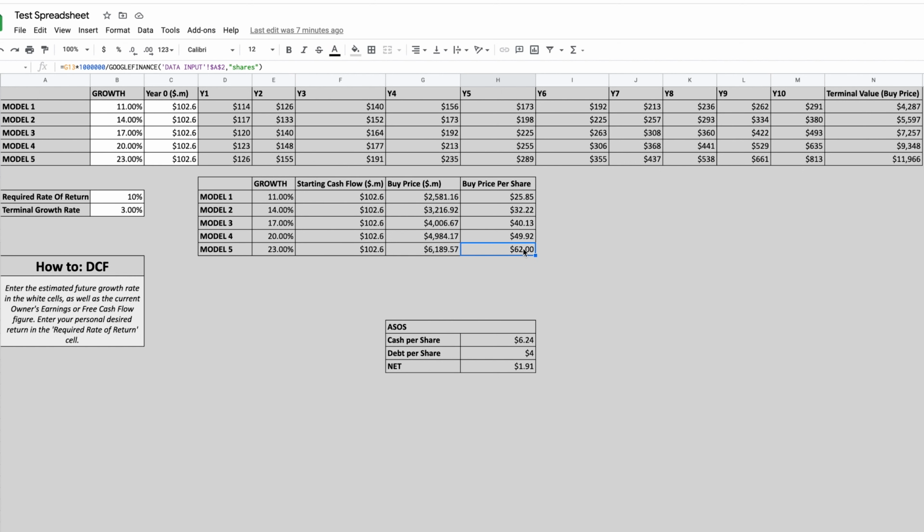Something that isn't in the spreadsheet right now, but will be in a couple of weeks, is taking into account cash and debt. So you want to be adding the net cash position for the business to the buy price. In ASOS's case, they have $6.24 of cash, $4 of debt per share, and that gives us net cash of 1.91 pounds. So we could add that to each of these, meaning the true intrinsic value would be somewhere between $28 and $62 per share.